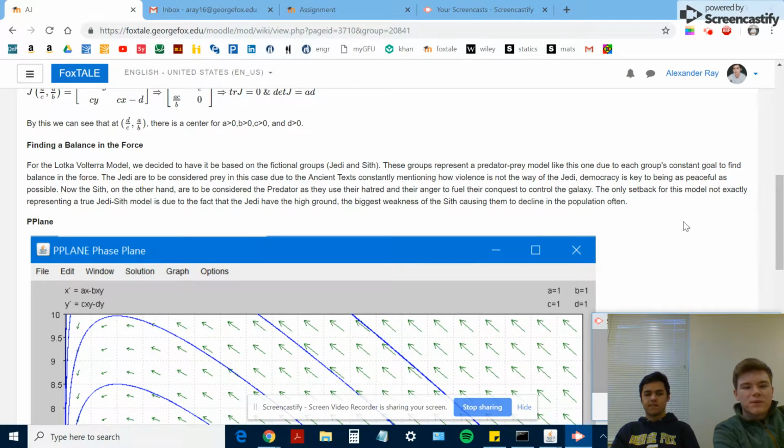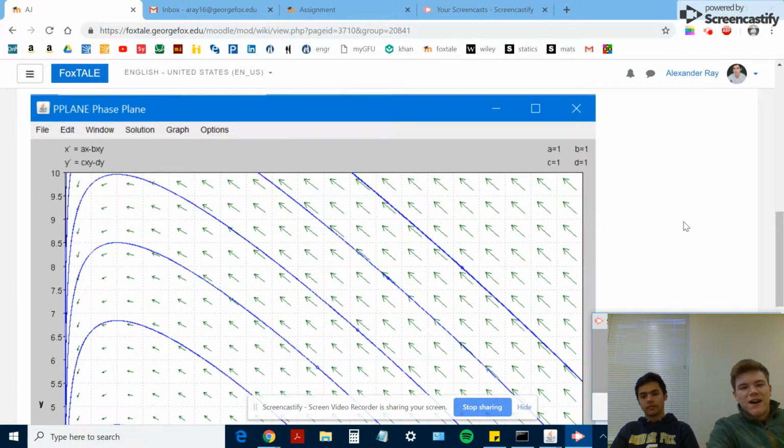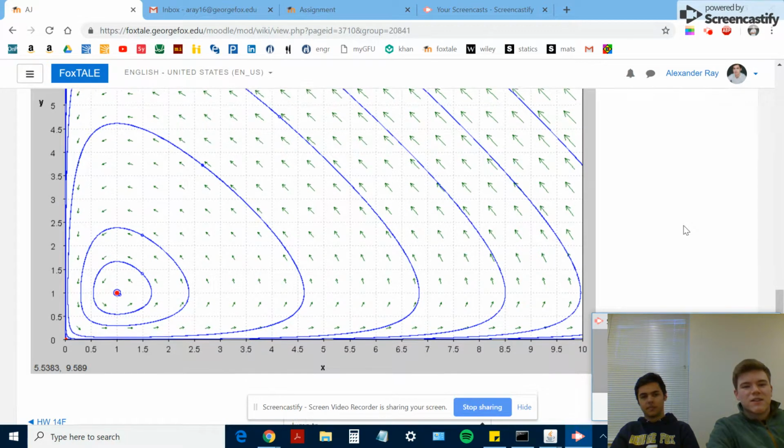But the only reason why this representation of the model is not completely correct is because the Jedi tend to attack the Sith as well, about as much. They use self-defense and they're just about as strong. So they're not a complete prey, but they do often die. And the Sith are not the Sith without the Jedi.